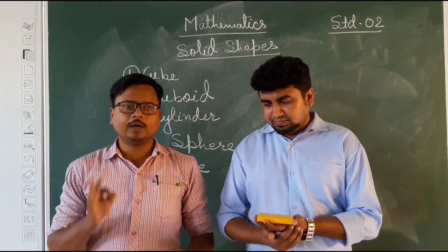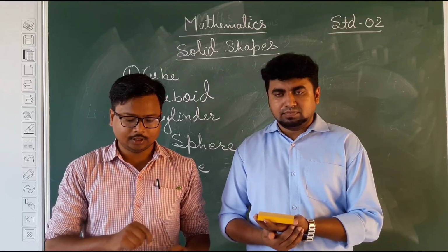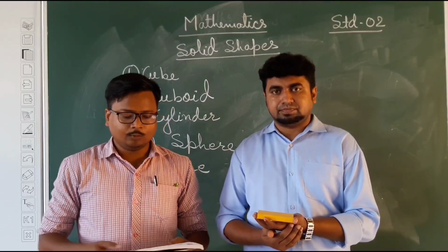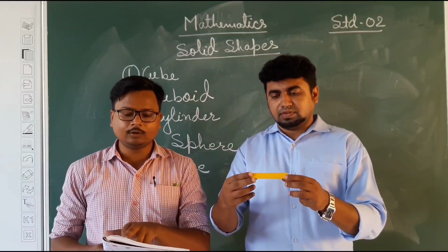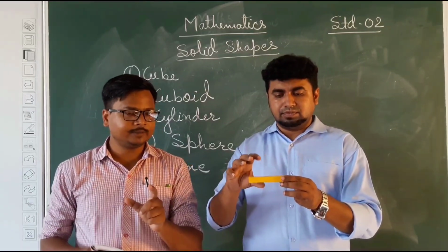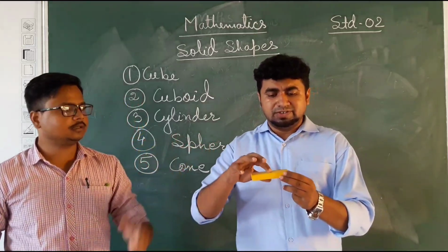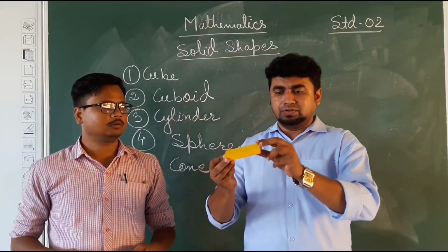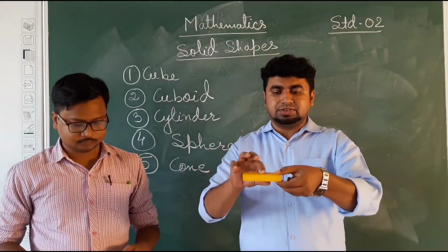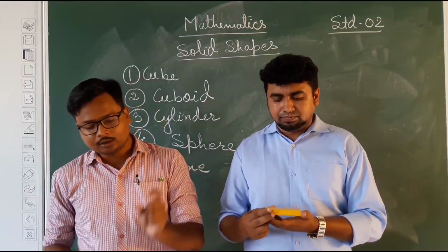A cuboid also has 3 things: corner, face and edge. This is a cuboid as you can see. A cuboid has 6 rectangular faces. Rectangular faces means the faces which are in the shape of rectangle. Sir will explain: 1, 2, this is first, 3, then 4, then 5, then 6. Thank you sir. Now it has 8 corners and 12 edges.